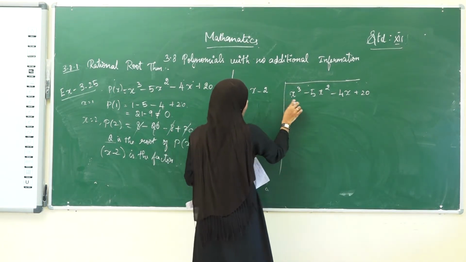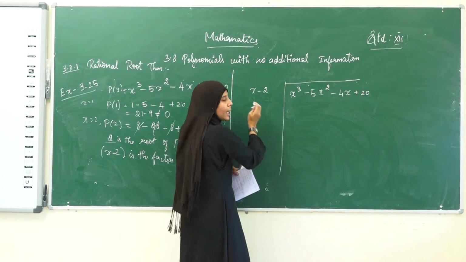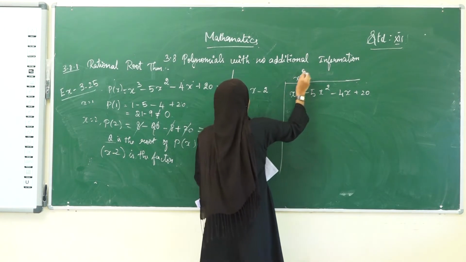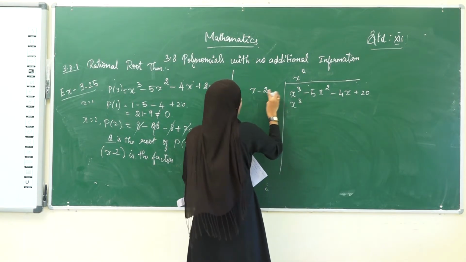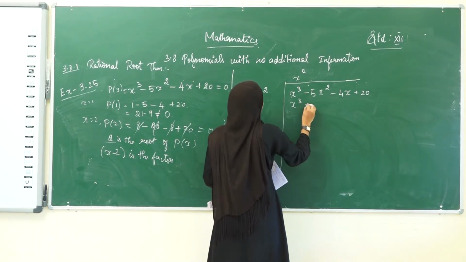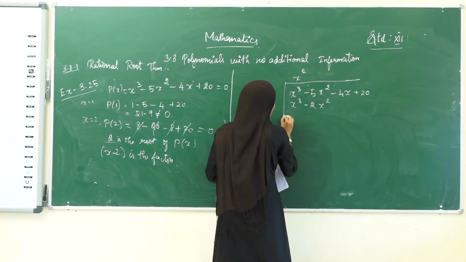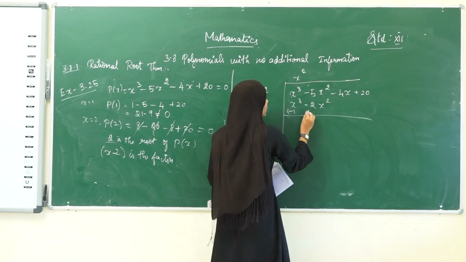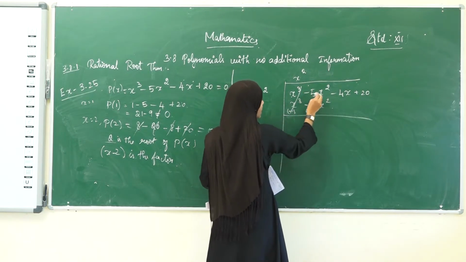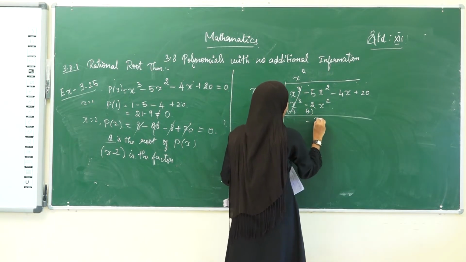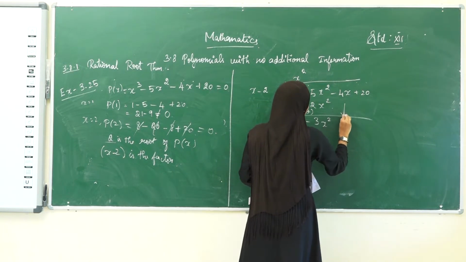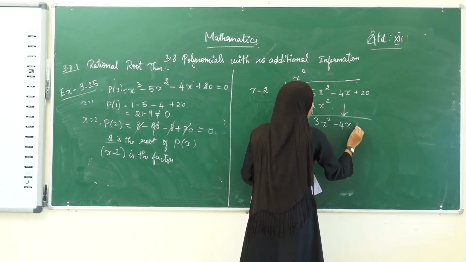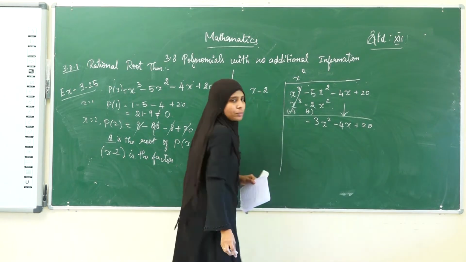Consider the first term. Here it is x cube and here it is x. When multiplying x with x square, we get x cube, right? X cube, and again multiplying this with minus 2 into x square. Change the symbol. So this term gets cancelled. Minus 5x square plus 2x square is minus 3x square. Let us bring this term down. Minus 4x plus 20. Okay.